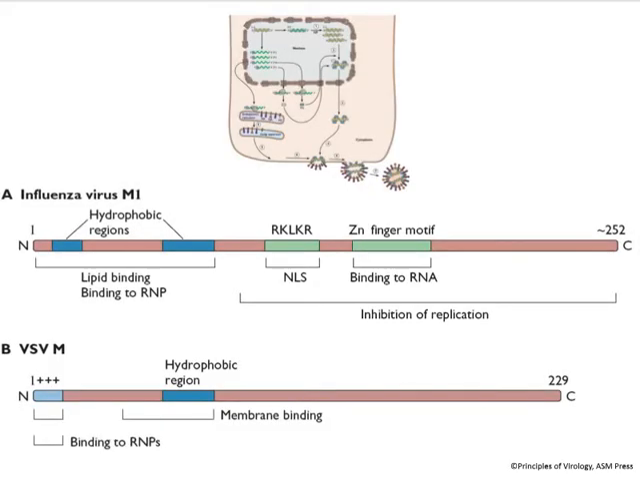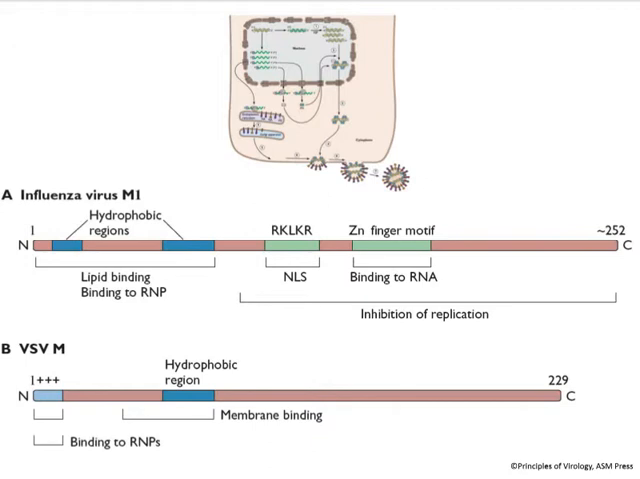If you mess with these sequences, you can alter them by mutation, you will interfere with virus budding. VSV has an M protein that has a similar property, binding the RNA, getting it to the plasma membrane, and you can see it has membrane binding sequences as well as RNA binding sequences.